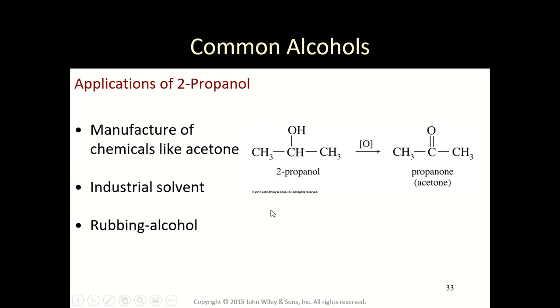Here we have 2-propanol. Now, let's go back to this. Here I have 2-propanol. This is a secondary alcohol. This carbon is attached to 2 other carbons. If we oxidize it, the only thing we're going to get is a ketone, and the reaction will stop. It's also an industrial solvent and rubbing alcohol, of course.